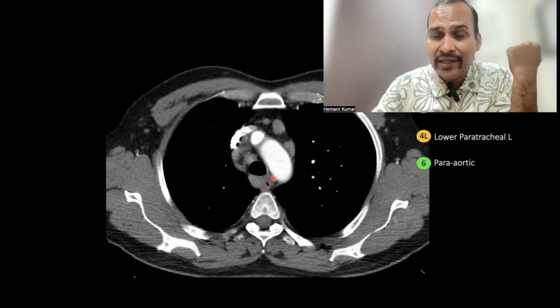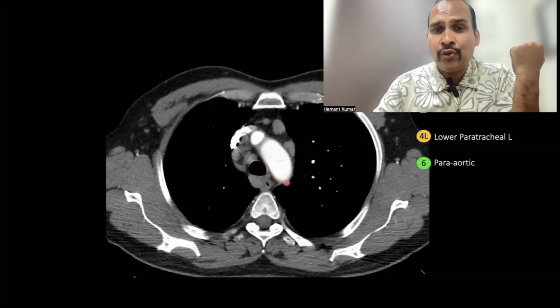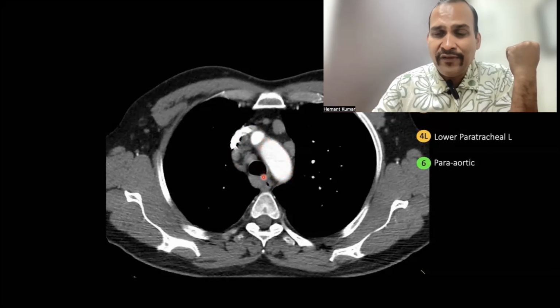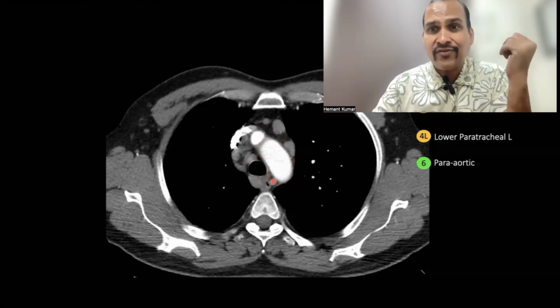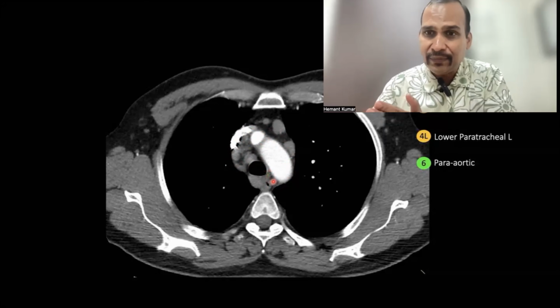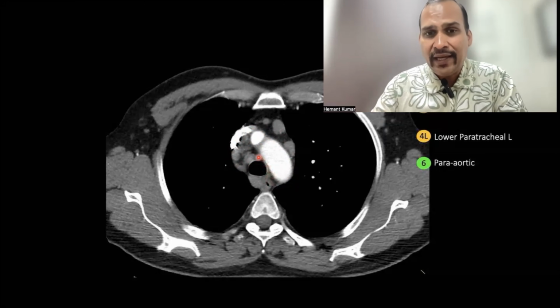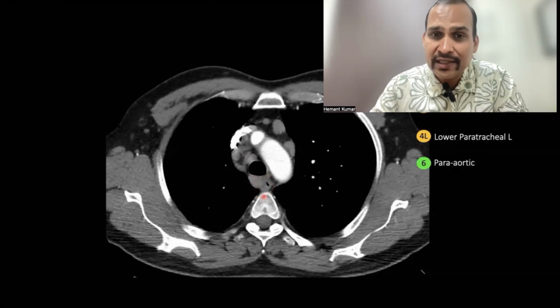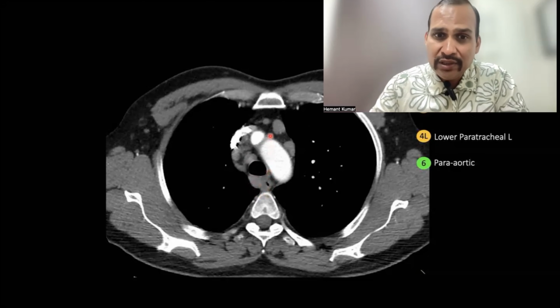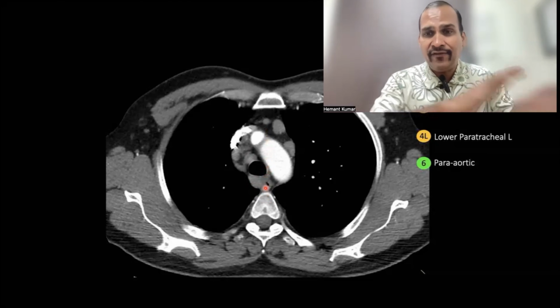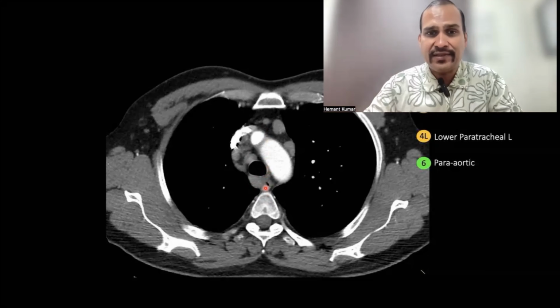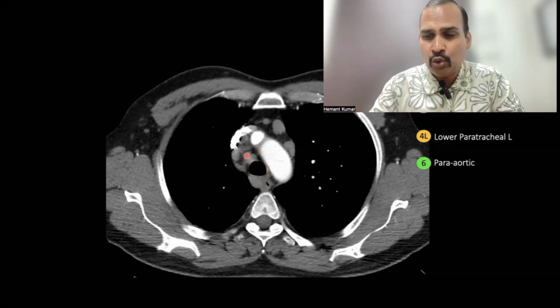But here on the left side this is 4L. Why? Because the arch of aorta can be seen. So the lymph node along the trachea when the arch of aorta is there is 4L. And behind the trachea is 3P, the retrotracheal lymph node. So this border, the left lateral border of the trachea, is the demarcation between 4L and 4R, right side and left side.